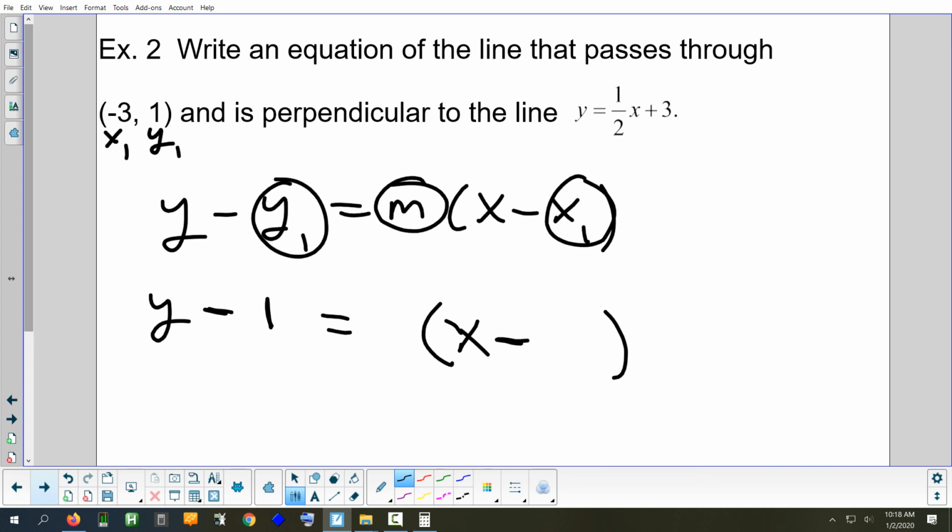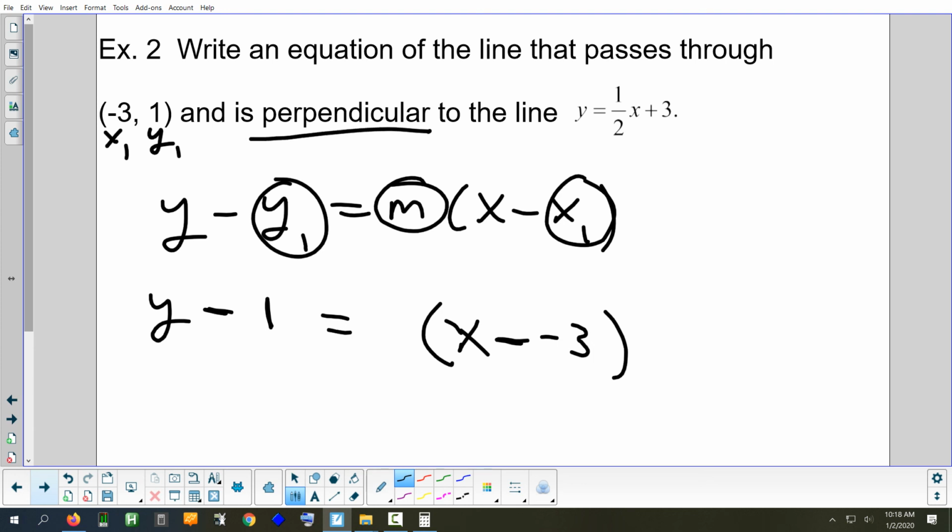Let's do X1. Can someone else tell me what X1 is? Yep, -3. Got to be a little careful there because we have minus a minus. That minus is part of the formula. That minus is part of the number 3. We'll come back to that in a second. Last thing I need is my slope.